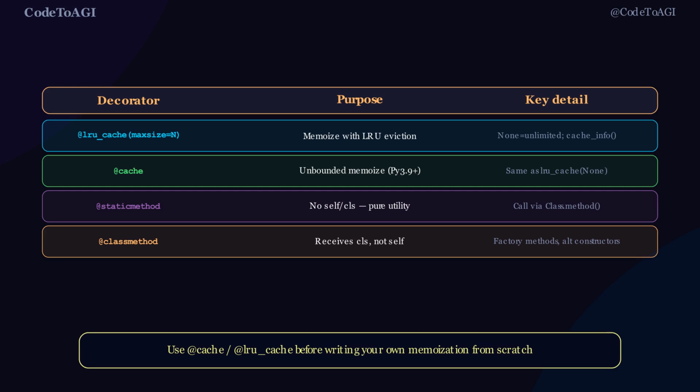Fourth, @classmethod. Receives cls as the first argument instead of self. Used for alternative constructors and factory methods. These 4 decorators handle caching and method binding. Use them before reaching for third-party solutions.